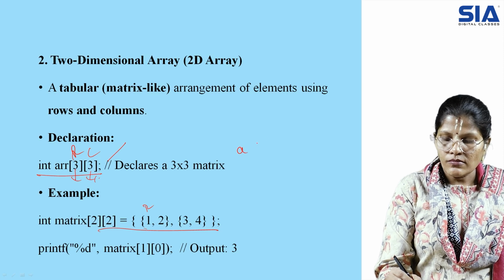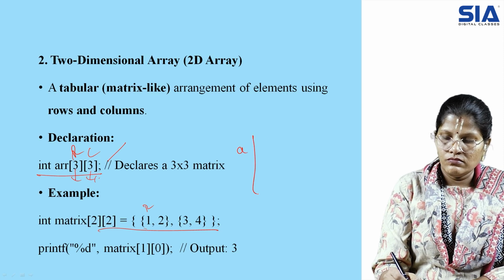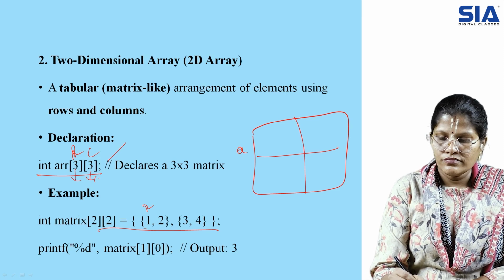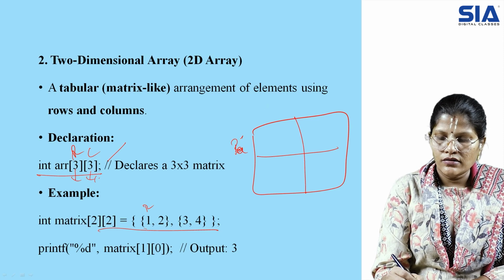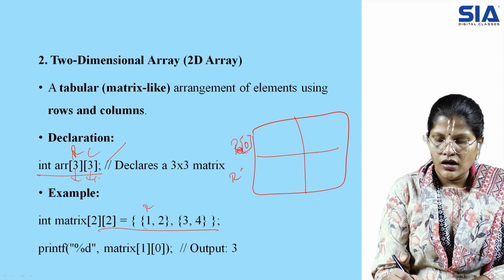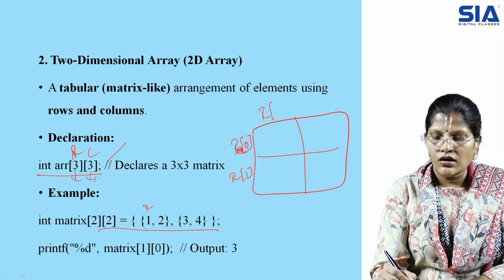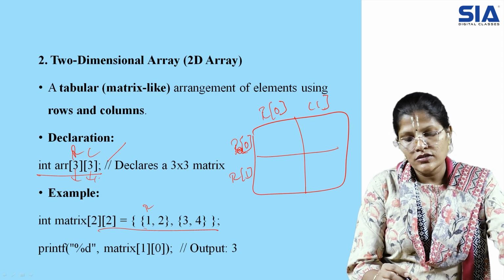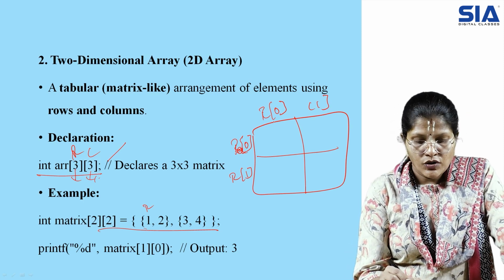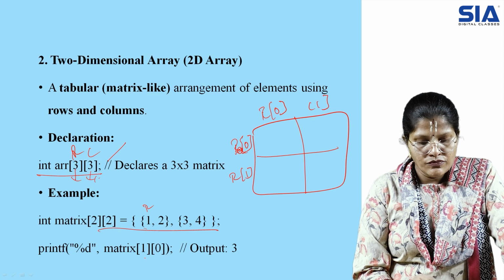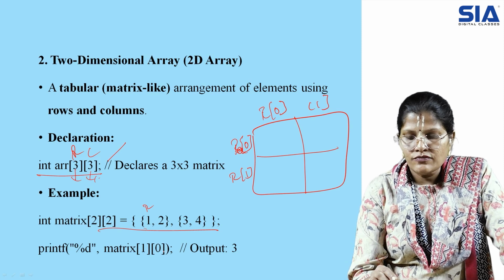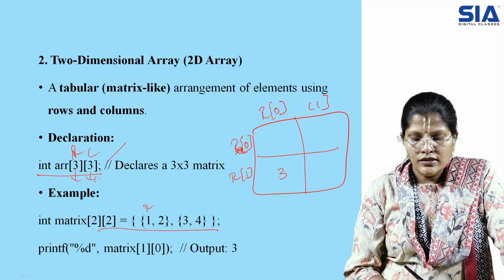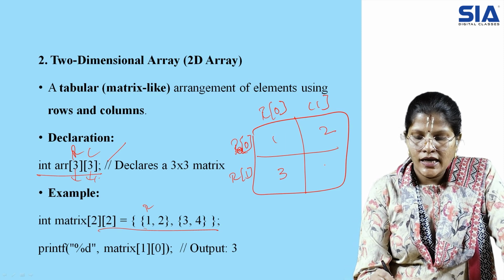A of, because it is a 2, this is your R0 and R1. This is column 0 and column 1. Now, if you can see, it is printing 1 and 3. So what is 1 and 3? Here we have 1, 2, 3 and 4.